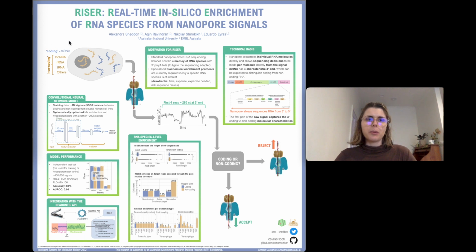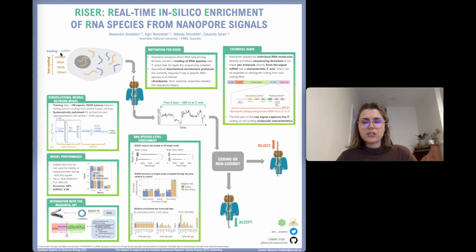So as you can see in the top left here, there are several different RNA species inside the cell. So in blue, we have messenger RNA, which encodes for proteins. And in orange, we've got a variety of non-coding RNA types, which have a variety of types and functions inside the cell. So when an RNA sequencing library is prepared, all of the species that have poly A tails, which includes both coding and non-coding RNA, get included in your sequencing sample.